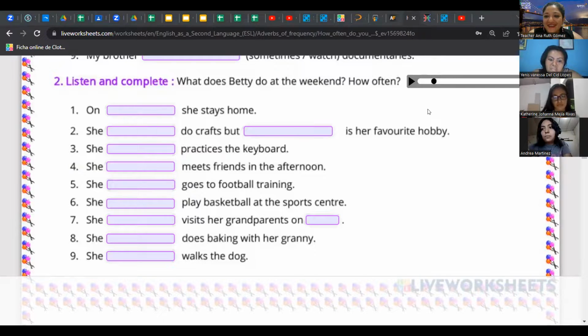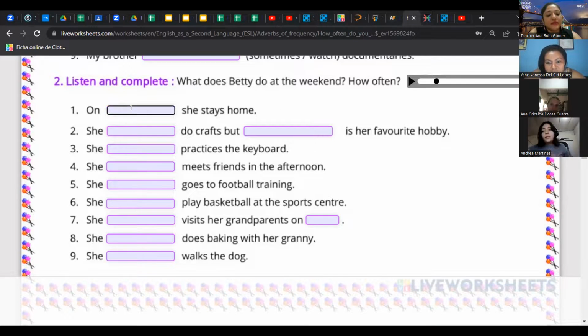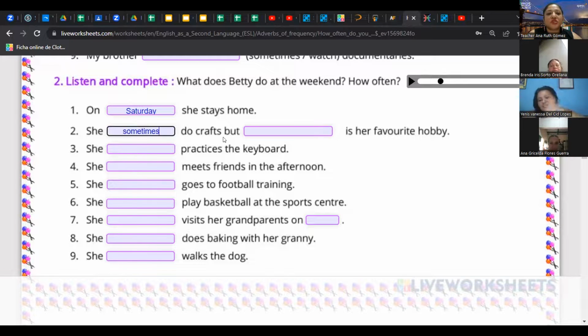Very good. Now let me see. What do you do at the weekend? On Saturday, I stay at home in the morning. So number one is? Saturday. Very good. On Saturday, I stay home. I sometimes do crafts, but... She sometimes do. This is not correct because it is she sometimes does. It is not do. There is a little mistake here.